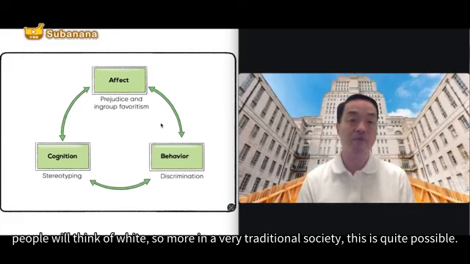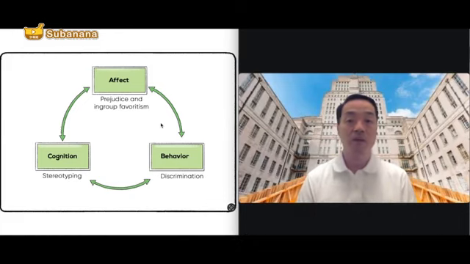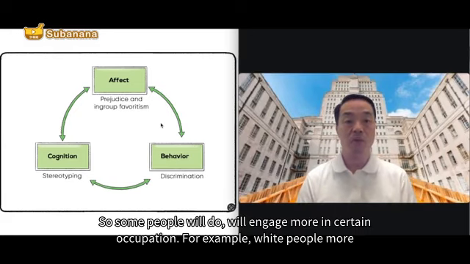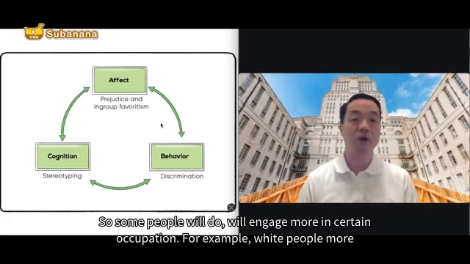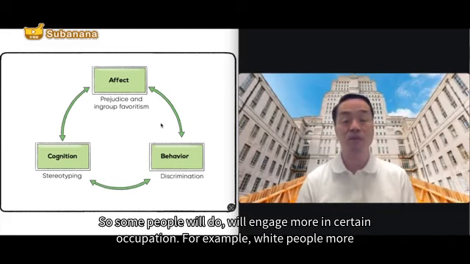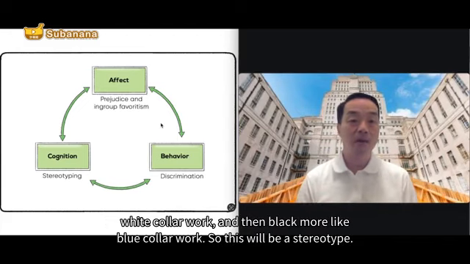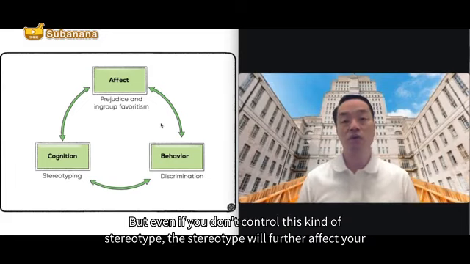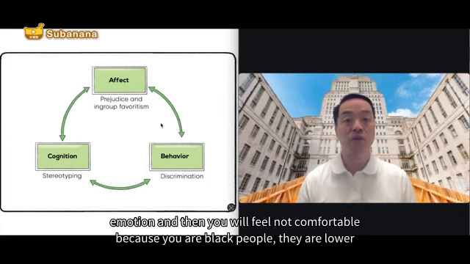More, in a very traditional society, this is quite possible. So some people will engage more in certain occupations. For example, white people more in white collar work, and then black people more in blue collar work. So this will be like a stereotype. But if you don't control this kind of stereotype, the stereotype will further affect your emotion.